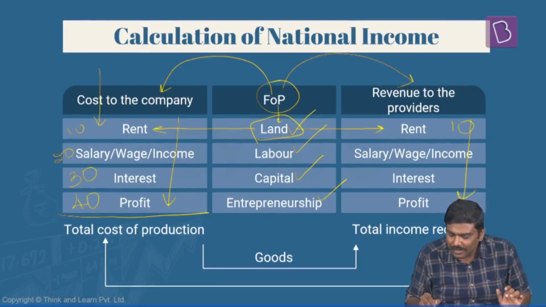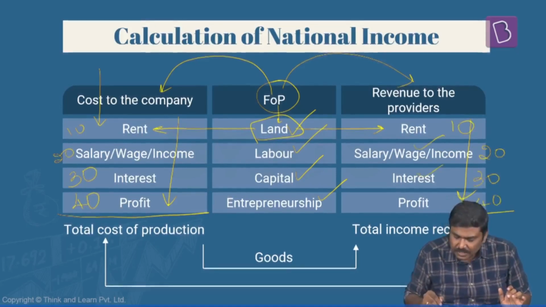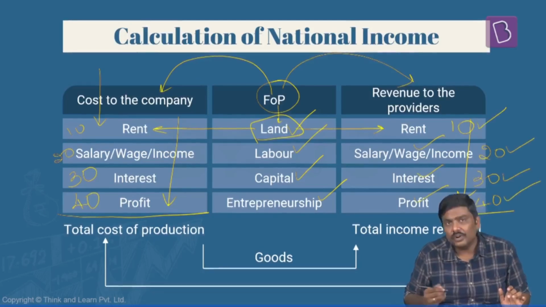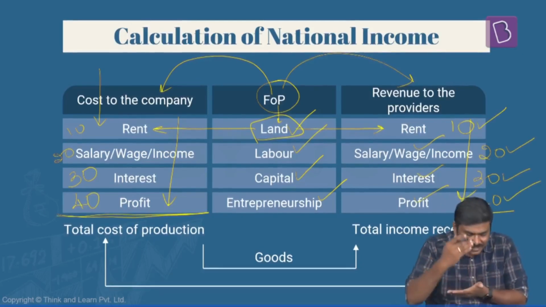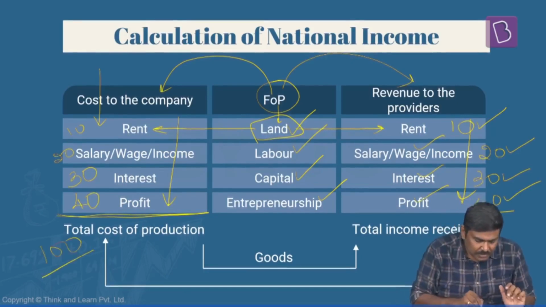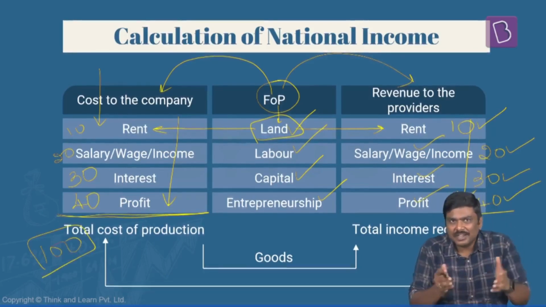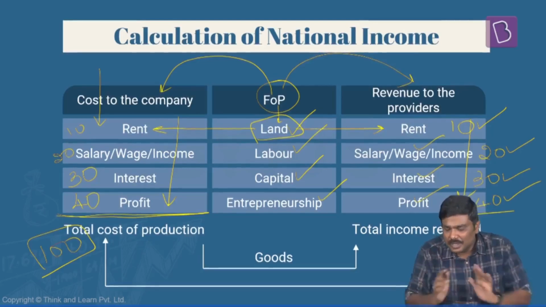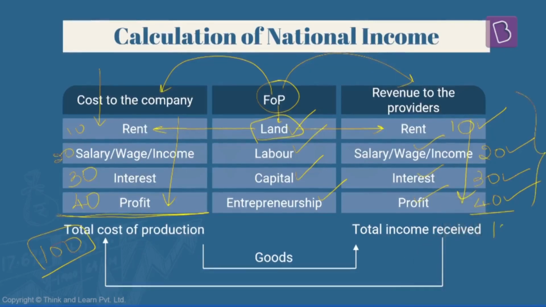So don't you think it will remain the same on the right hand side also? That is, the rent, wages, interest, profit will remain respectively the same: 10 rupees, 20 rupees, 30 rupees, and 40 rupees. So this side, when I take the sum total, that will give me 100 rupees. Like we have discussed in the earlier slide, that is 10 into 10, 100 rupees. And this side, when I take it, this will also give me 100 rupees.